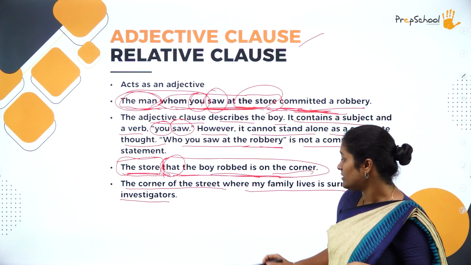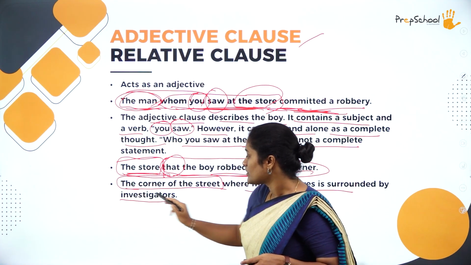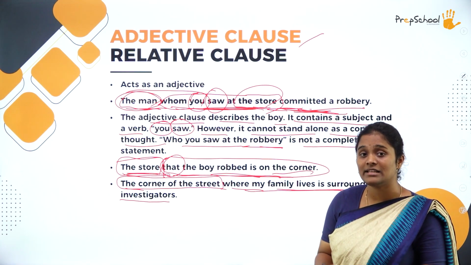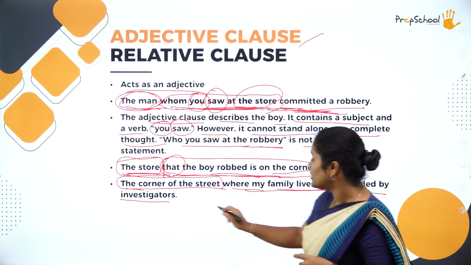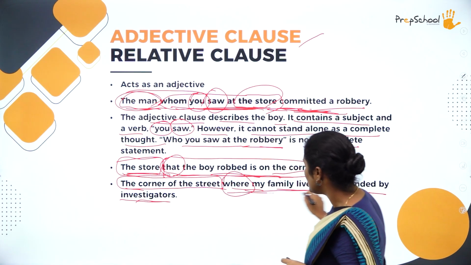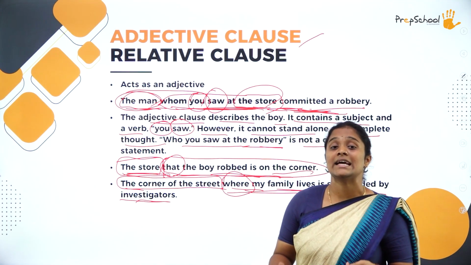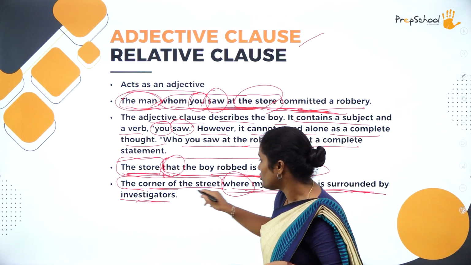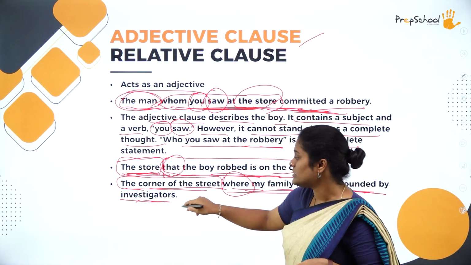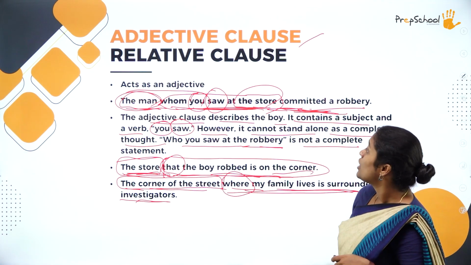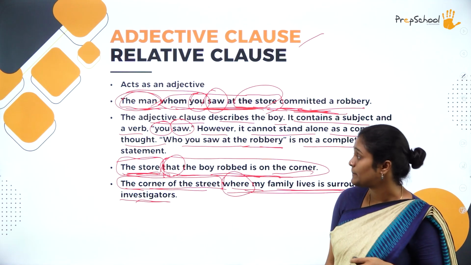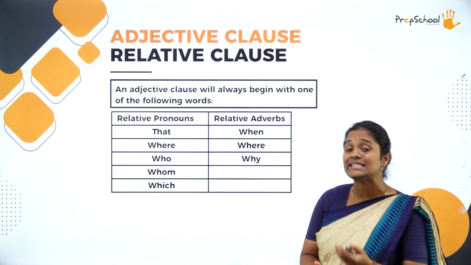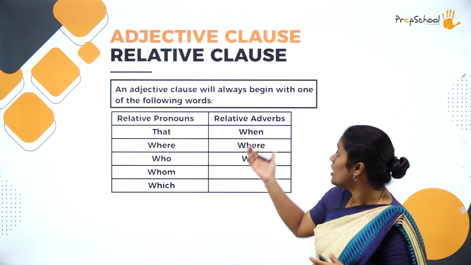Now, what are we describing? The corner of the street. And how are we describing it? Where my family lives. I am describing it. Is surrounded by investigators. So from here, this is a clause: where my family lives. It is being investigated. It is being searched for now. So we are describing the corner of the street and the store, those two things, with the help of the adjective or relative clause. Moving forward, these are the pronouns and adverbs you usually see in the adjective or relative clause.